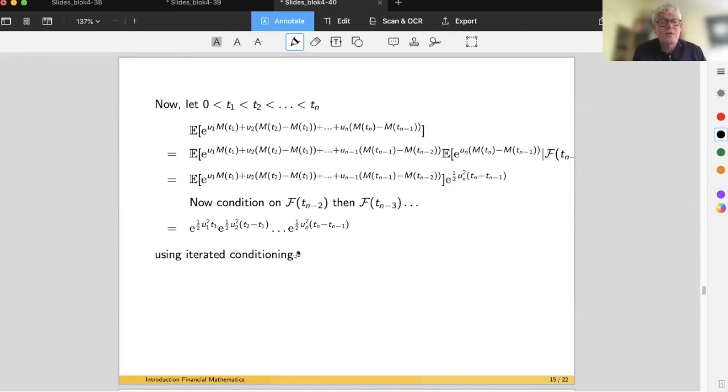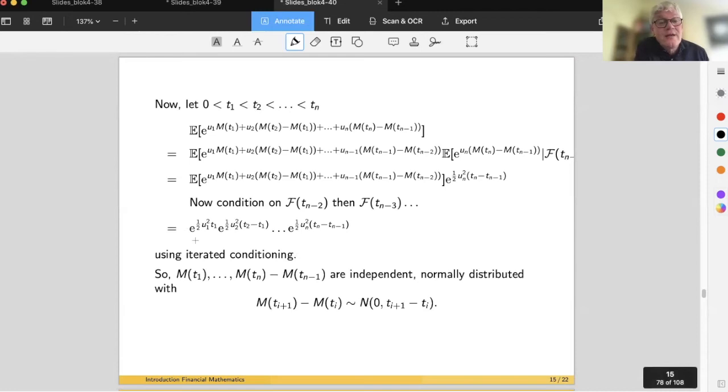And that concludes our proof. By showing this, we have shown that M_t1, in fact M_t1 minus M_t0, but M_t0 is equal to 0, up until M_tn minus M_tn-1, are all independent, normally distributed increments. So M_ti+1 minus M_ti is normally distributed with mean 0 and variance ti+1 minus ti. Exactly what we wanted to show.